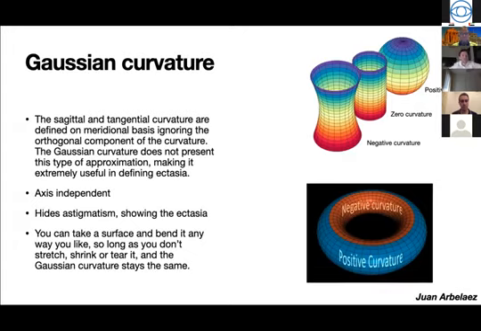The sagittal and tangential curvature, as I was saying, is defined in meridional basis, and it ignores the orthogonal component of the curvature. And the Gaussian curvature does not present this type of approximation, and it's very useful to detect the location of the ectasia. It's axis independent. It will hide completely the astigmatism and shows the exact place of the ectasia.